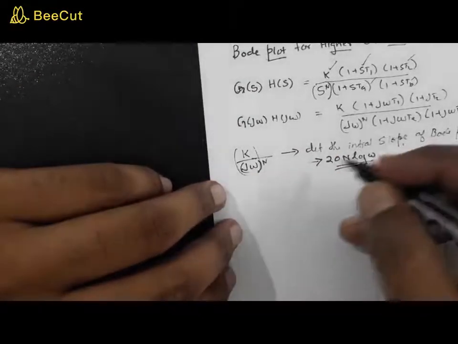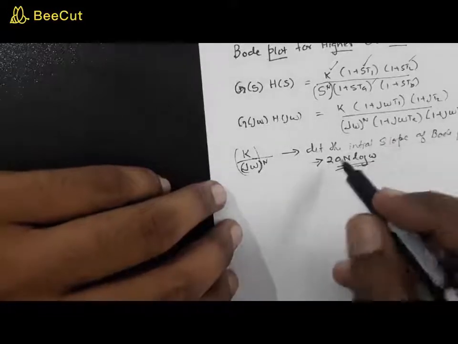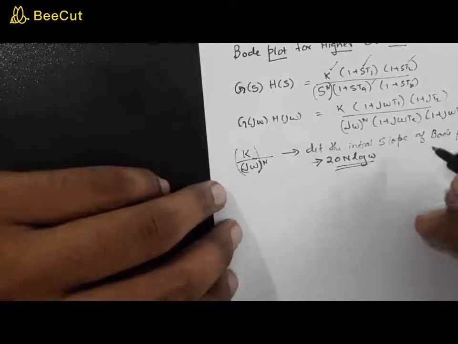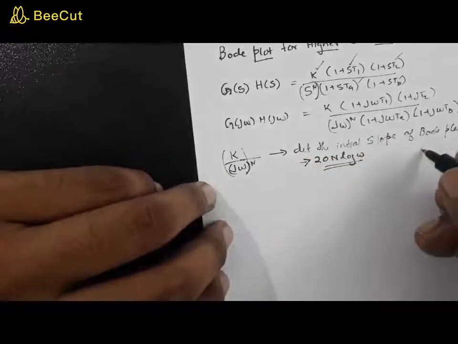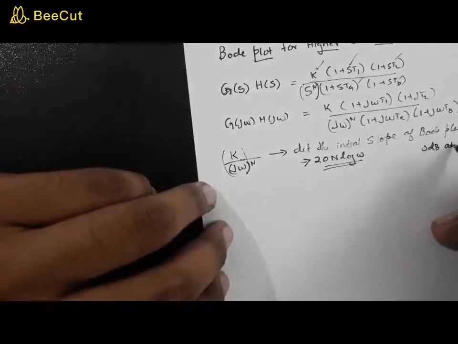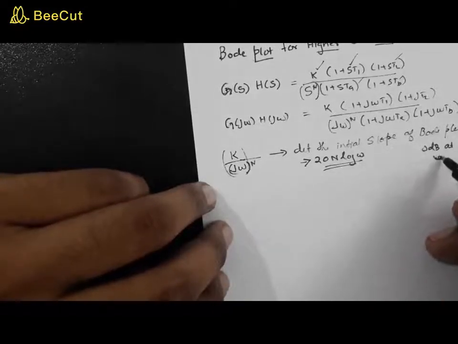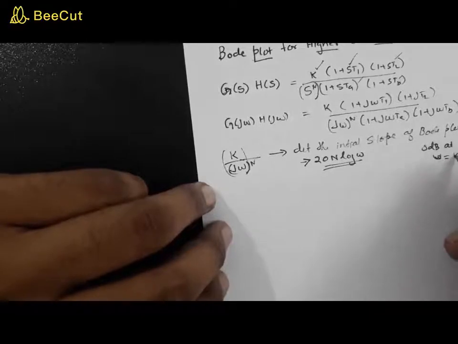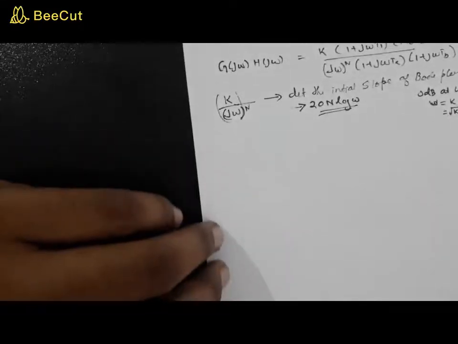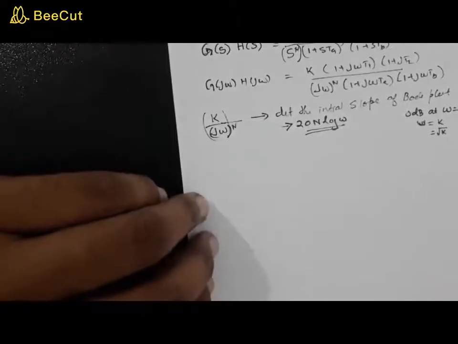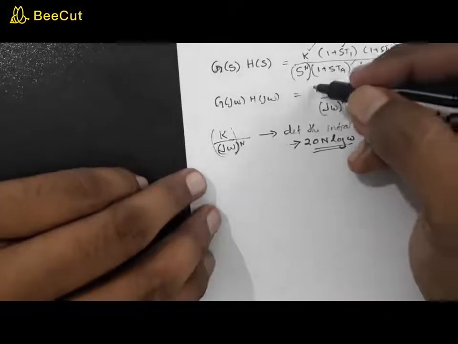20 log omega. And how will you find this out? This slope will be touching the 0 dB line at omega equal to K raised to 1 by n. If n is equal to 1, the frequency at which it touches 0 dB will be equal to K. If n is equal to 2, this will be root of K, and it goes on like that. Or if n is equal to 3, this will be cube root of K, and so on. That is a speciality of these two terms.